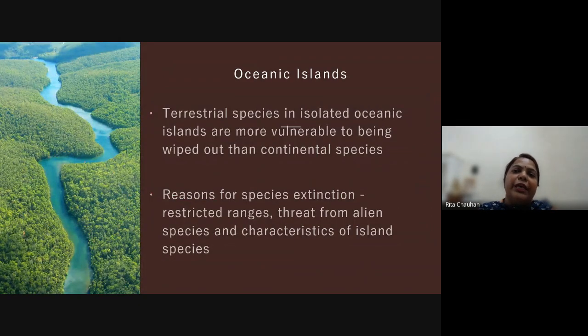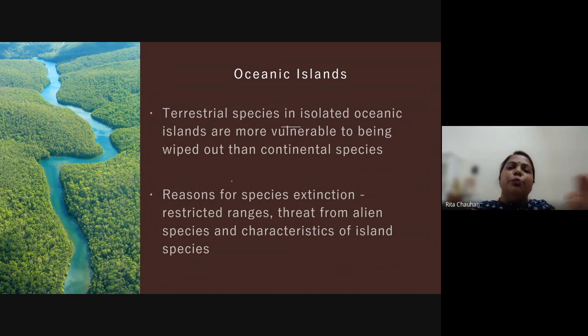Then other fragile ecosystems are like mangroves, and we have estuaries, and there also a lot of diversity is there. And these fragile ecosystems are restricted. The species are vulnerable and under threat. And because of that, a lot of species are getting extinct.